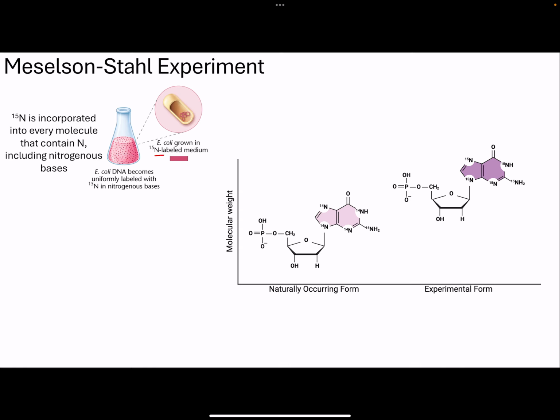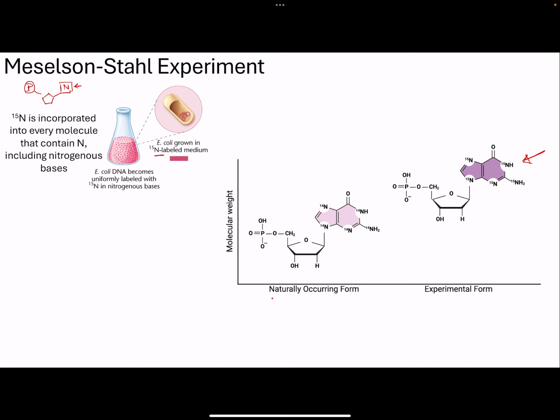nitrogen-containing molecules are going to be incorporated into that DNA replication process. So in particular, if you remember the basic structure of a nucleotide, you have your phosphate group bound to your pentose sugar, which is bound to a nitrogenous base, right? And these nitrogenous bases are nitrogenous because they have nitrogen in them. And so every time the DNA replication process happens and new nucleotides are needed, those nucleotides are going to have this heavy form of nitrogen in them.